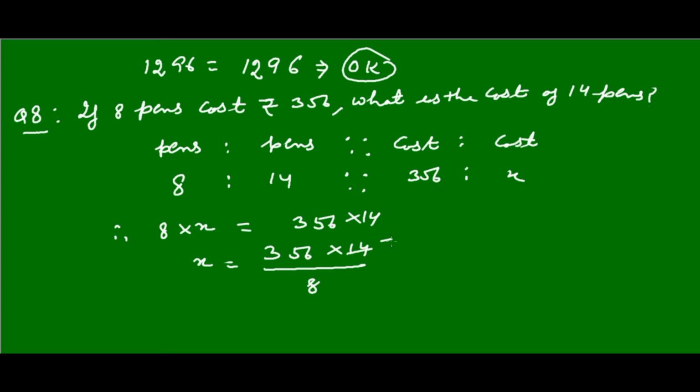x is equal to 356 multiplied by 14 upon 8. 2 sevens are 14, 4 twos are 8, 4 eights are 32, 4 nines are 36. Multiply 89 by 7: 7 nines are 63, 7 eights are 56 plus 6 is 62. So the answer is rupees 623.